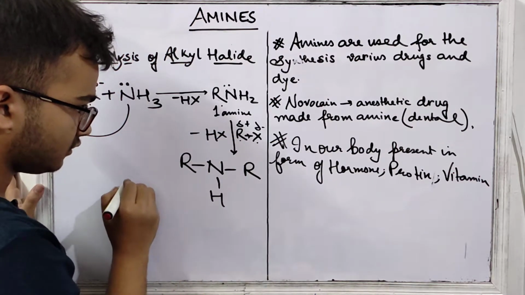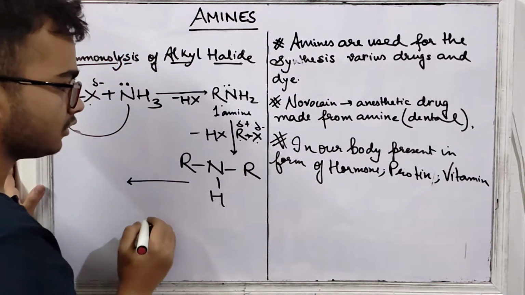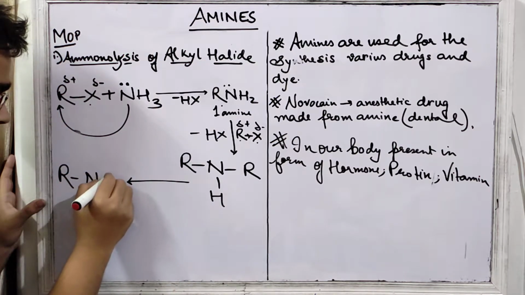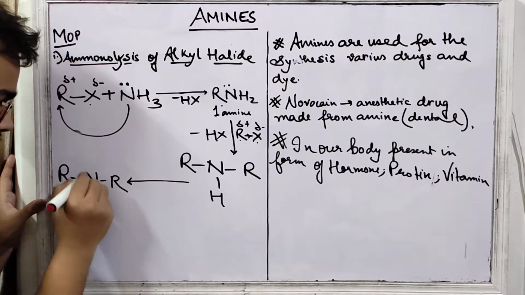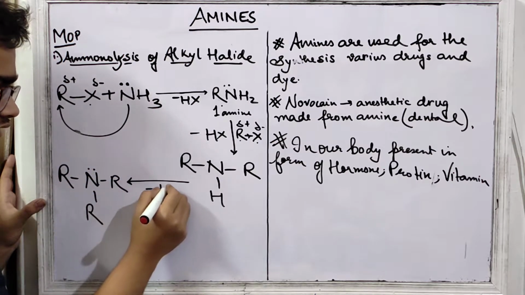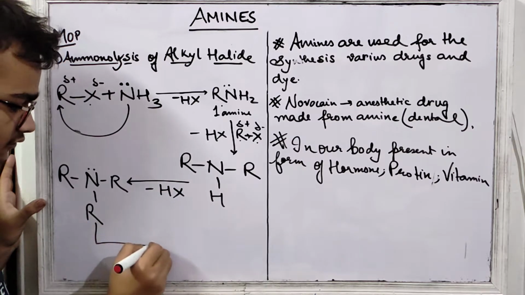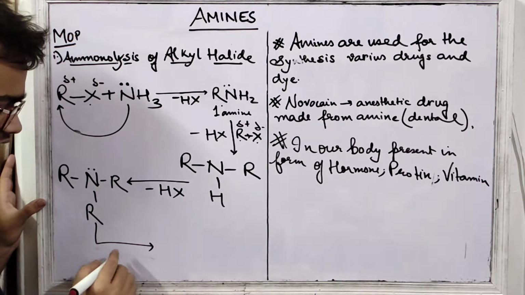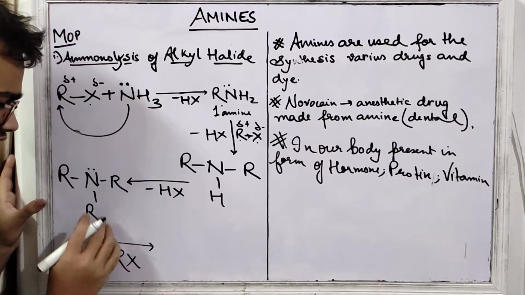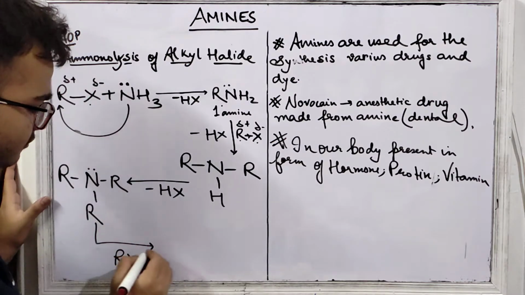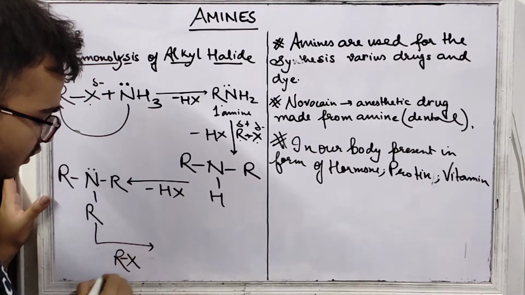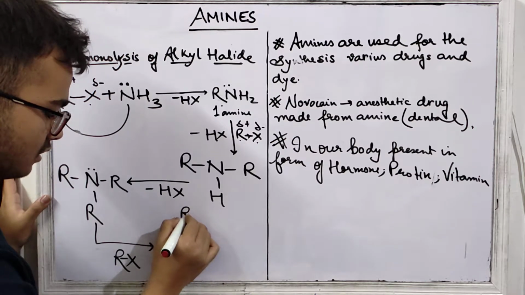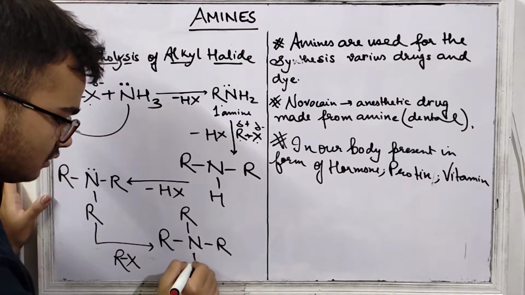Now when you again perform the same thing, you get a tertiary alkyl halide, I'm sorry, tertiary amine, which is R N R and here also one R, and here also one HX. Now from here, if you again perform the ammonolysis with RX, since there is no hydrogen, the R will be added to this lone pair. So what happens here is this type, R N R R and R.